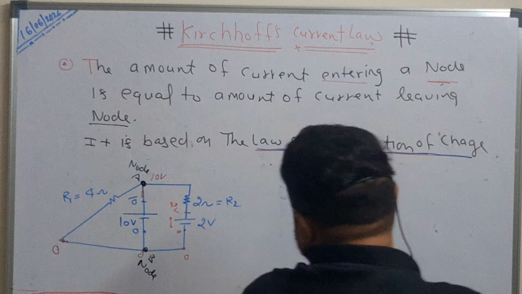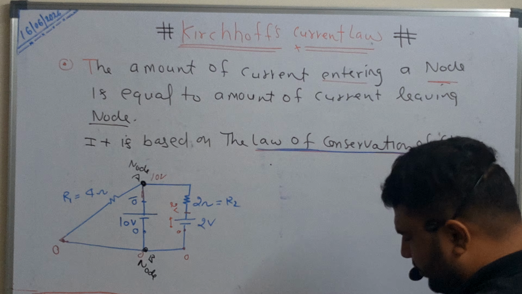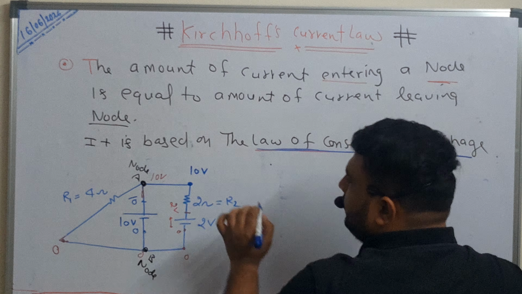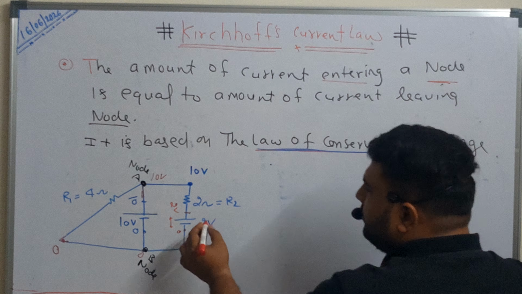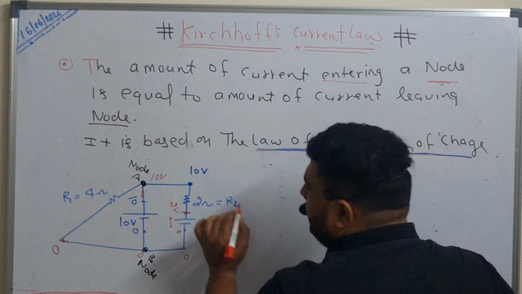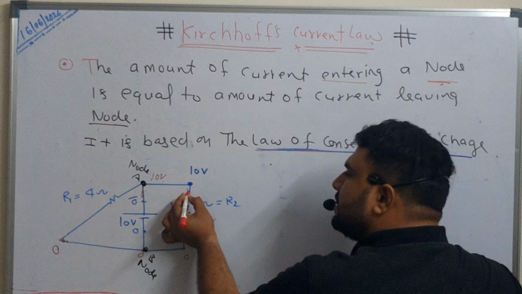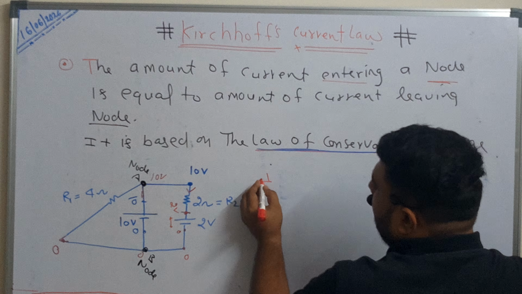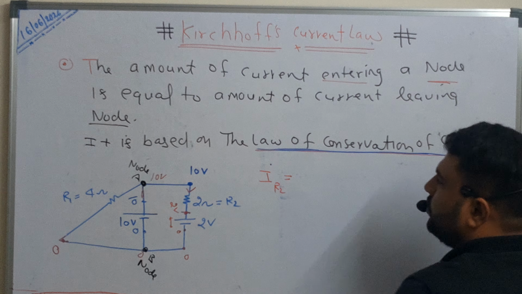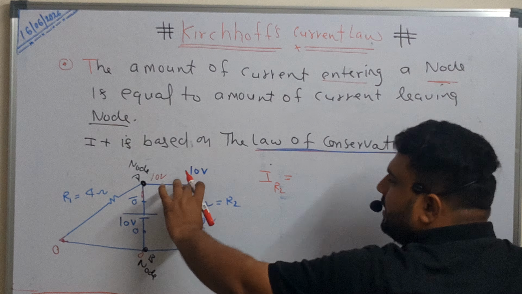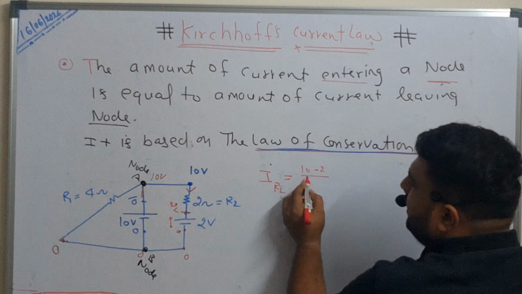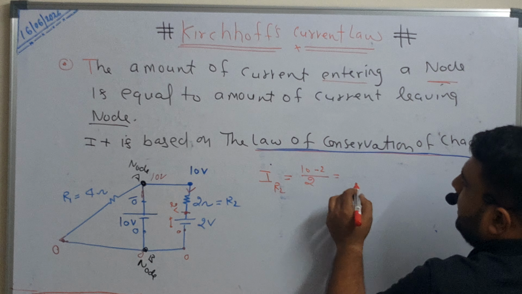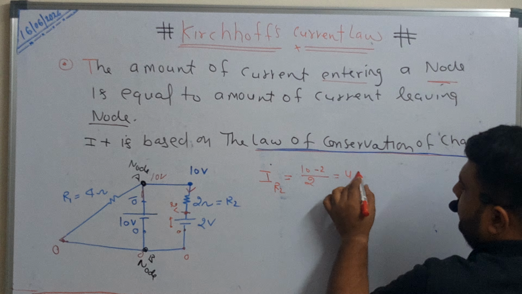Now look at this resistance, 2 ohm. The potential here is 10 volts, and the other end of this R2 resistance is at 2 volts. The current will flow from high potential to low potential. Then how much current will flow in R2? Current in R2 is the potential drop, 10 minus 2, divided by the resistance, 2. Then 8 by 2 gives 4 ampere.